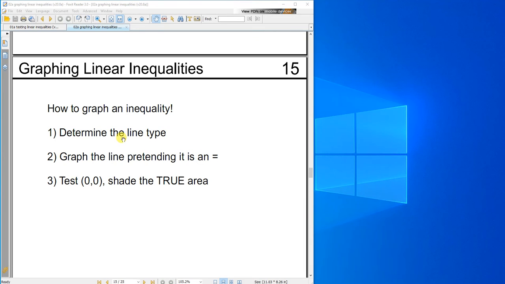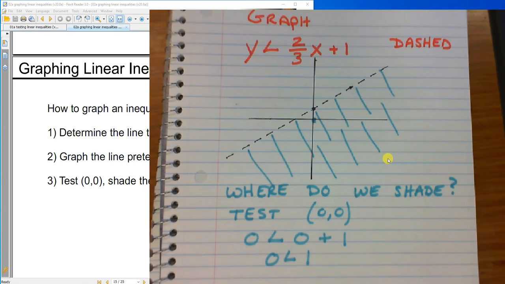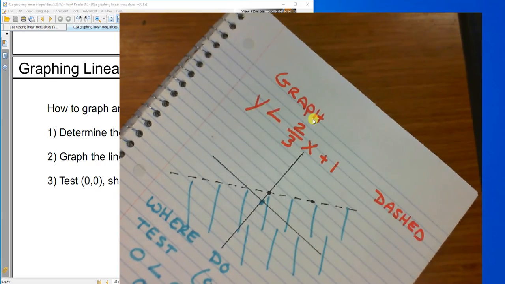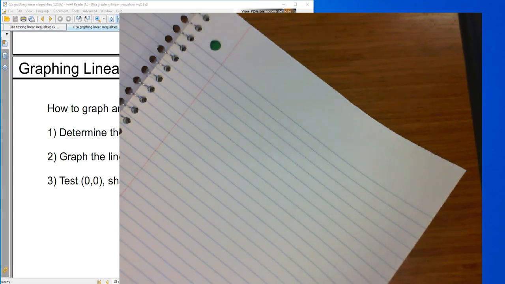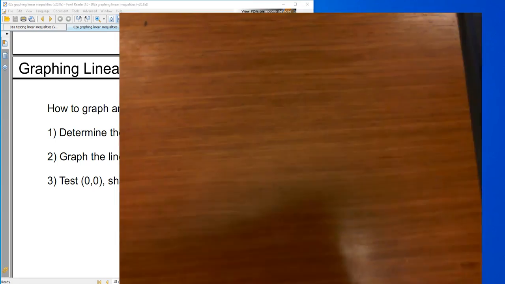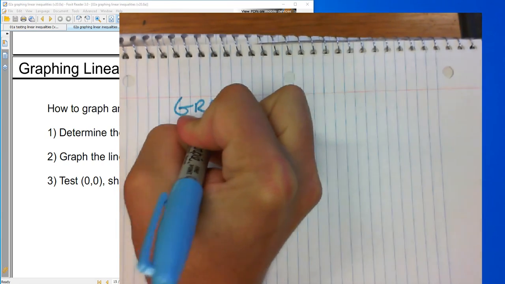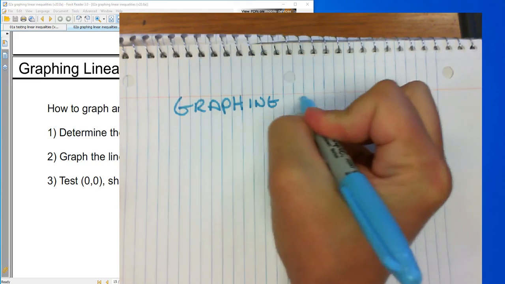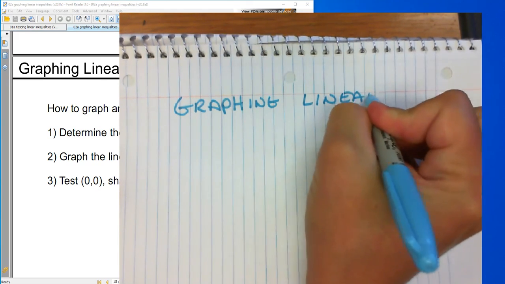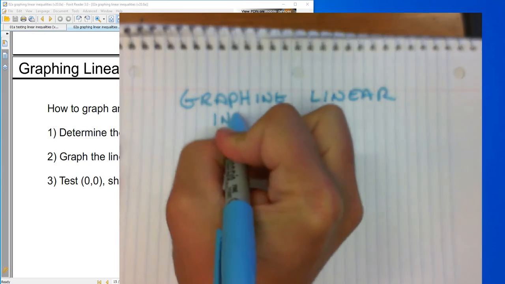So how do I graph an inequality? I think about the line type. I graph the line pretending it's an equation, and then I test 0, 0, and shade the true area. We're going to do this as a thinking map. Graphing linear inequalities.